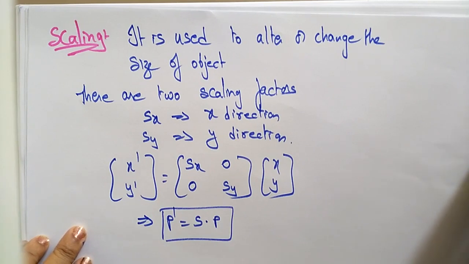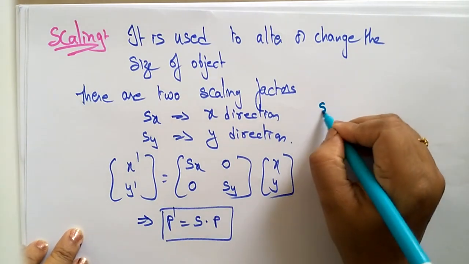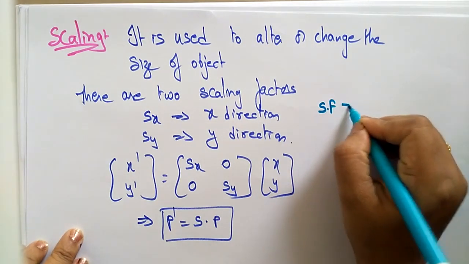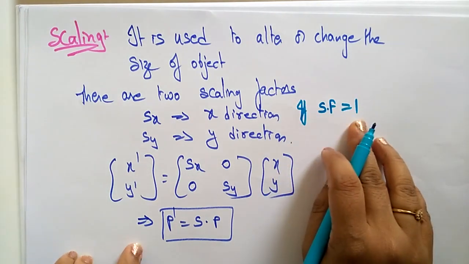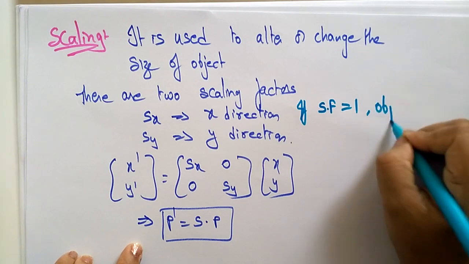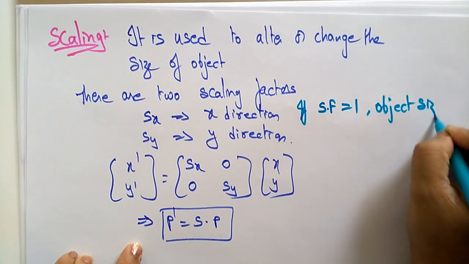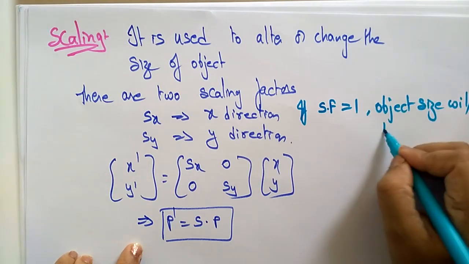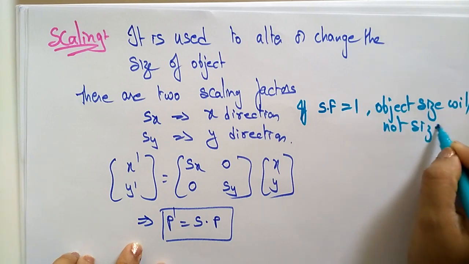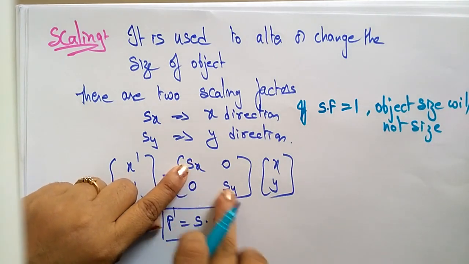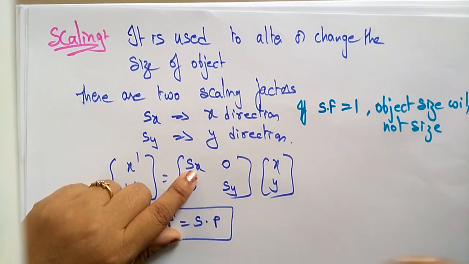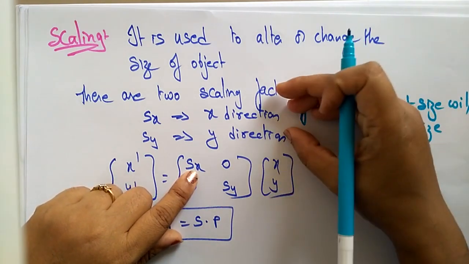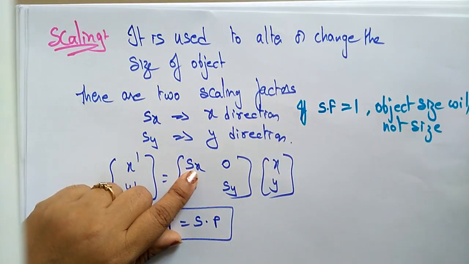Here, if the scaling factor is equal to 1, then the object size will not change. So remember that: whenever you keep Sx as 1 and Sy as 1, the object size will not be changed. Whatever size is given, the same size will remain.